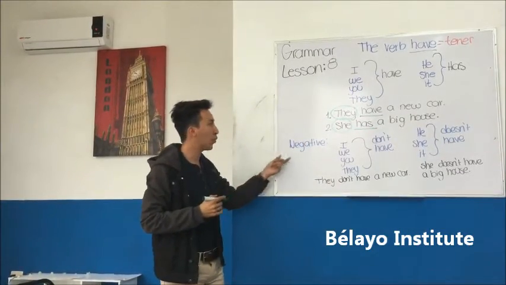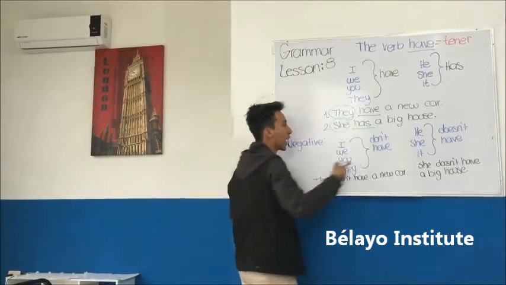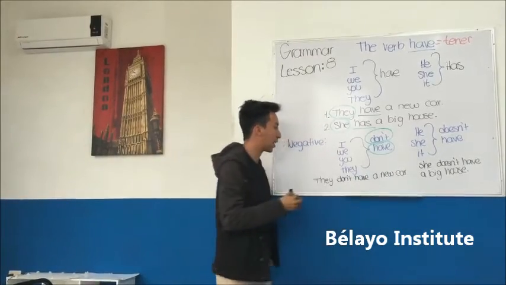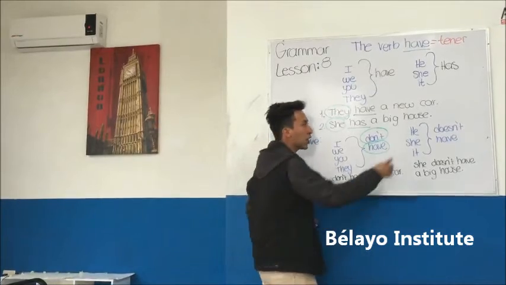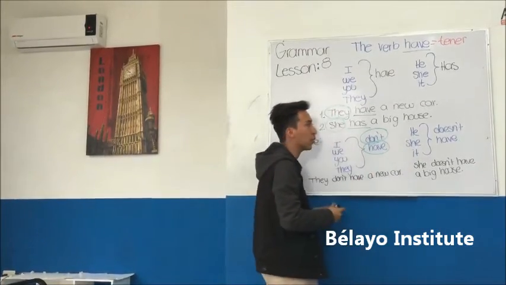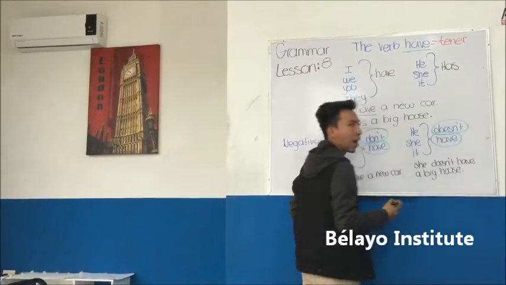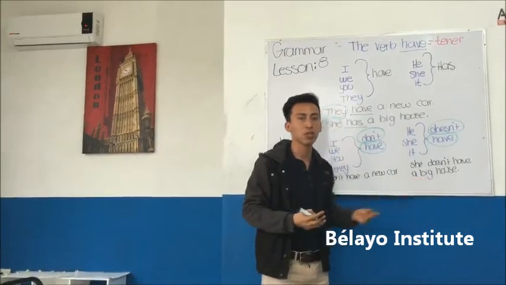For the negative form, for the pronouns I, we, you, and they, we're going to use the negative don't plus have. Don't have. Example: they don't have a new car. For the pronouns he, she, and it, the third person, we're going to use doesn't and the verb have. And it is going to be: she doesn't have a big house.